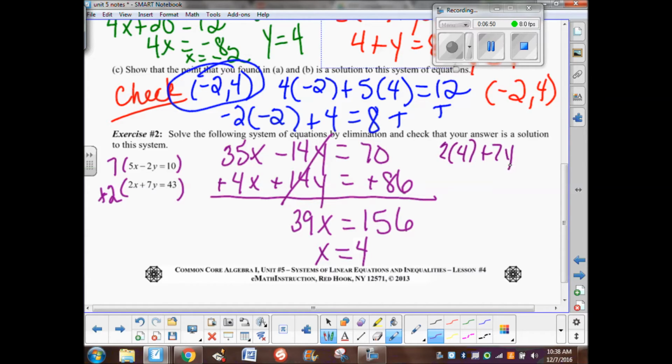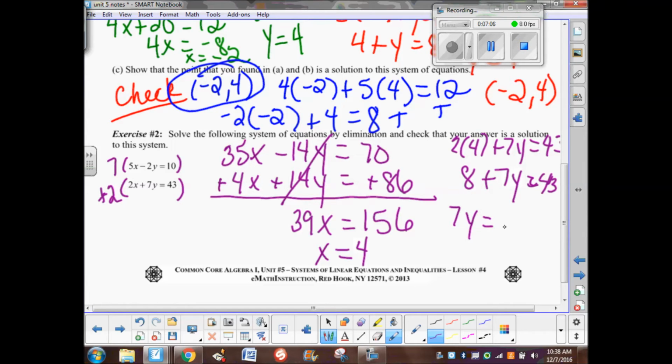8 plus 7y equals 43. Whoops, where'd my cursor go? 7y equals, if I subtract 8, I end up with 35, and y is equal to 5. So my solution is 4, 5. For the sake of time, I'm not going to do the check on this, but we know how to check that solution.